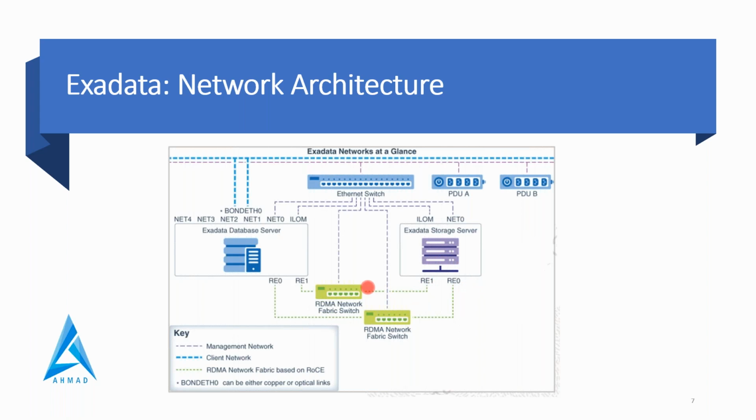In the end, the bond ETH0 can be either copper or optical links, so you have that option. So this is the Exadata network architecture. It is very complicated actually, but it is easy to understand if you go through it one by one.